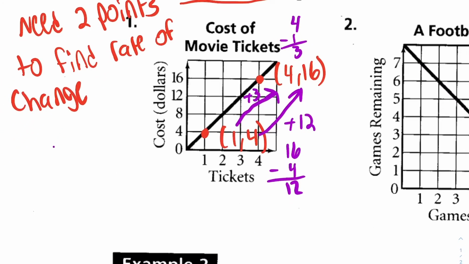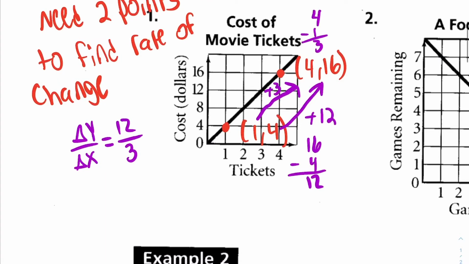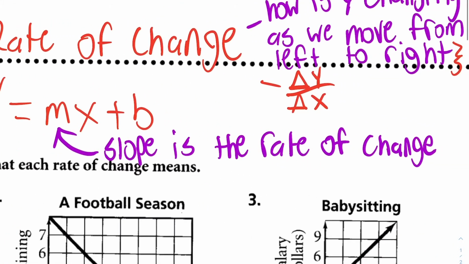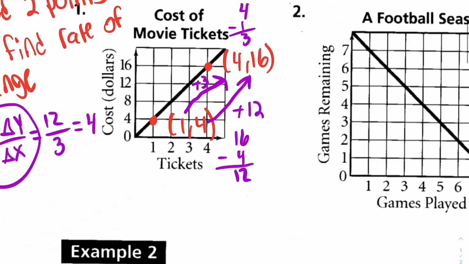So we found the change in y was 12, and the change in x we're going to put on the bottom, and that was 3. If we divide these two numbers, we're going to get the answer of 4. This equation solves for the rate of change, which we abbreviate with the letter m. And like I said before, m is also used for slope because slope is the same thing as the rate of change. It's just a different name for it.